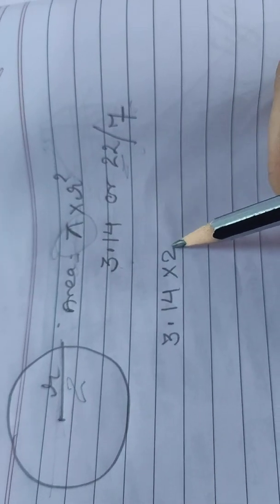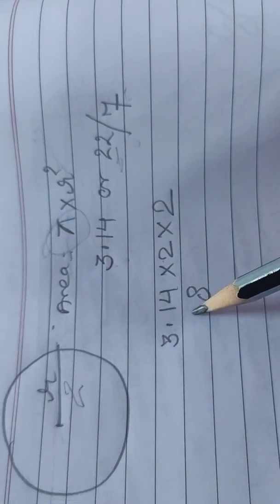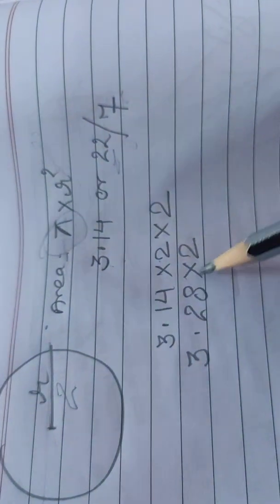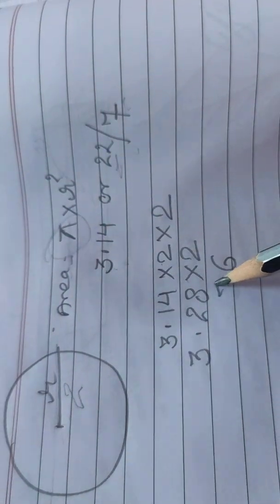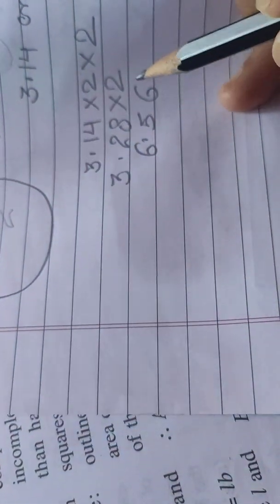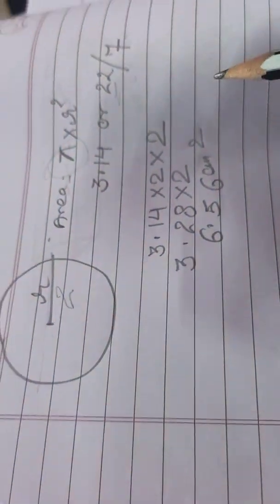3.14 इंटू 2 इंटू 2. सो 4 2 जा 8, 2 1 जा 2, 3 इंटू 2. ठीक है, 8 2 जा 16, 2 2 जा 4, 5, 3 2 जा 6. तो ये क्या आ गया? ये आ जाएगा 12.56 सेंटीमीटर स्क्वायर. इज दैट क्लियर? ठीक है.